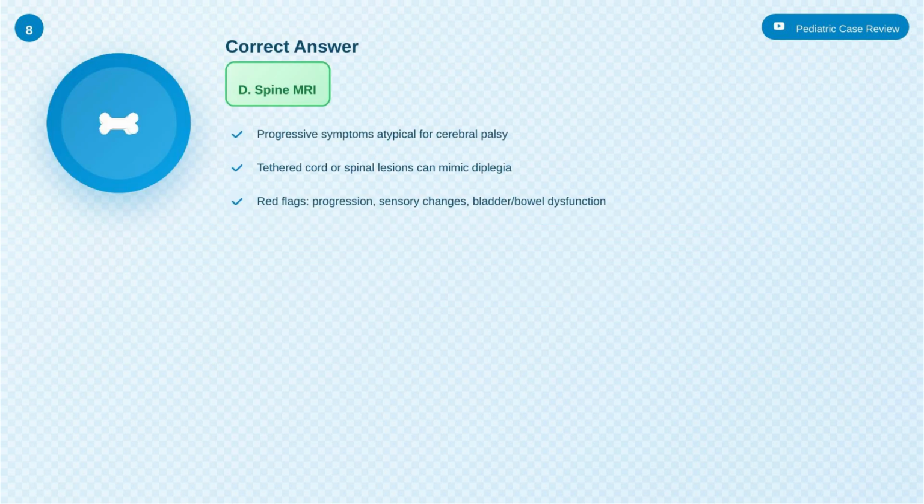Spine MRI should be prioritized in cases of progressive spasticity. True cerebral palsy is a non-progressive disorder, so progression of symptoms is a major red flag suggesting an alternative diagnosis. Spinal cord pathology such as tethered cord syndrome, spinal tumors, or transverse myelitis can present with bilateral lower extremity spasticity mimicking diplegia. Other concerning features include sensory changes, pain, or bladder and bowel dysfunction.